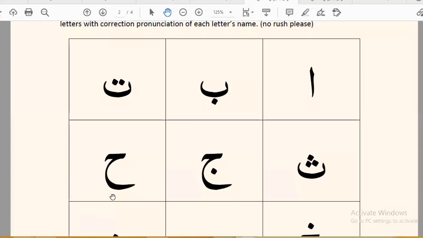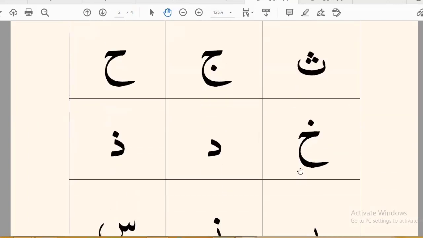Let's try this one again. Now this, like we spoke about. Ha. Good, one more time. Ha. Good, well done. Excellent. Let's do a few more. Kha. Good. What's this one? Dal. Excellent. This one? Dhal. Excellent. Good. Well done.